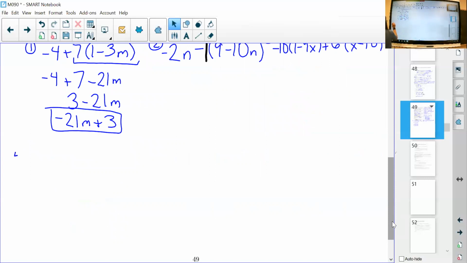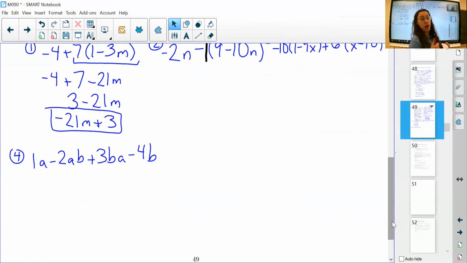Number 4, 1a minus 2ab plus 3ba minus 4b. So at first you may look at this and think there are no like terms, but there are. There's a pair of like terms. You need to do a little something to find that pair. And then once you've done that, you can combine your like terms and you can put them in order.